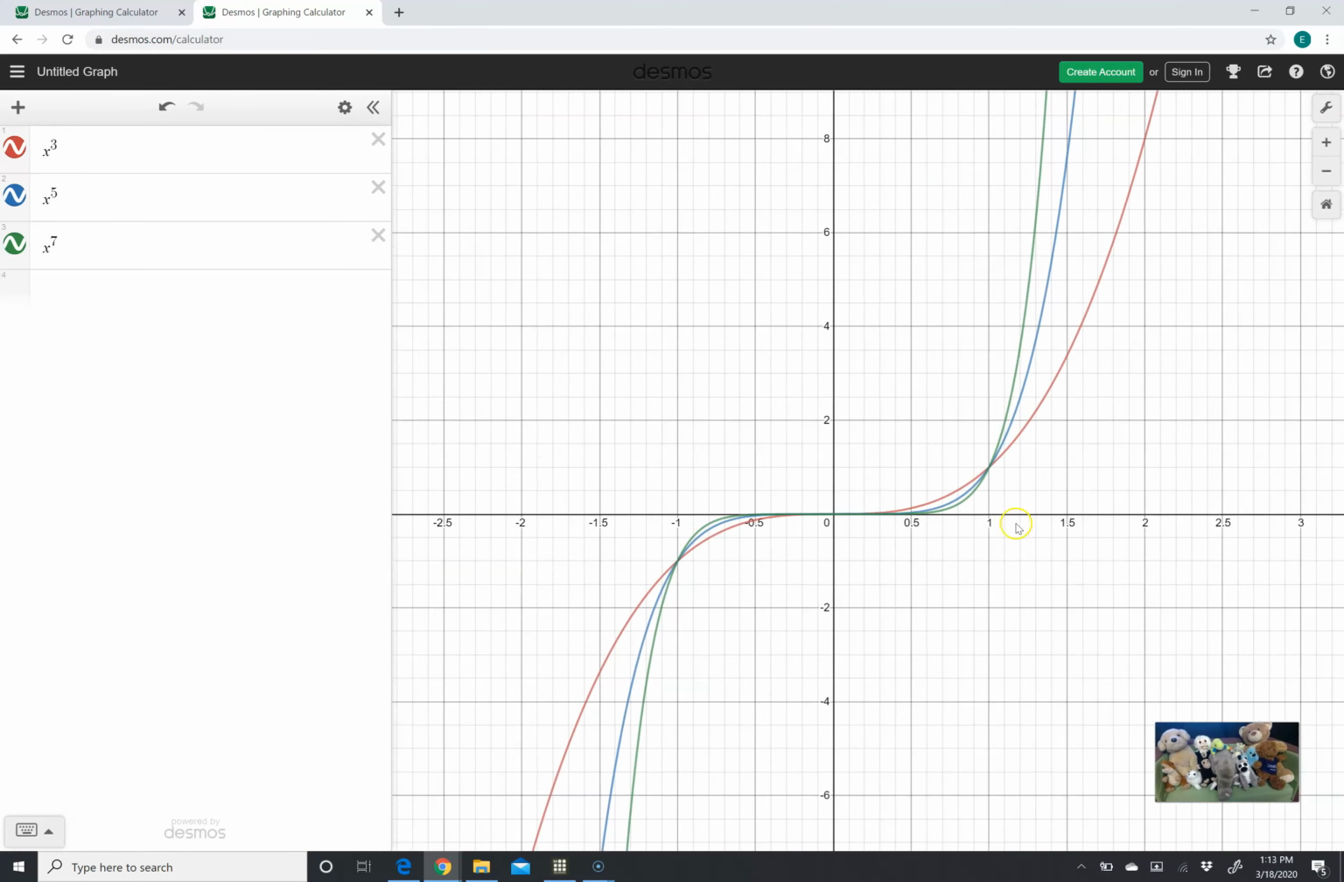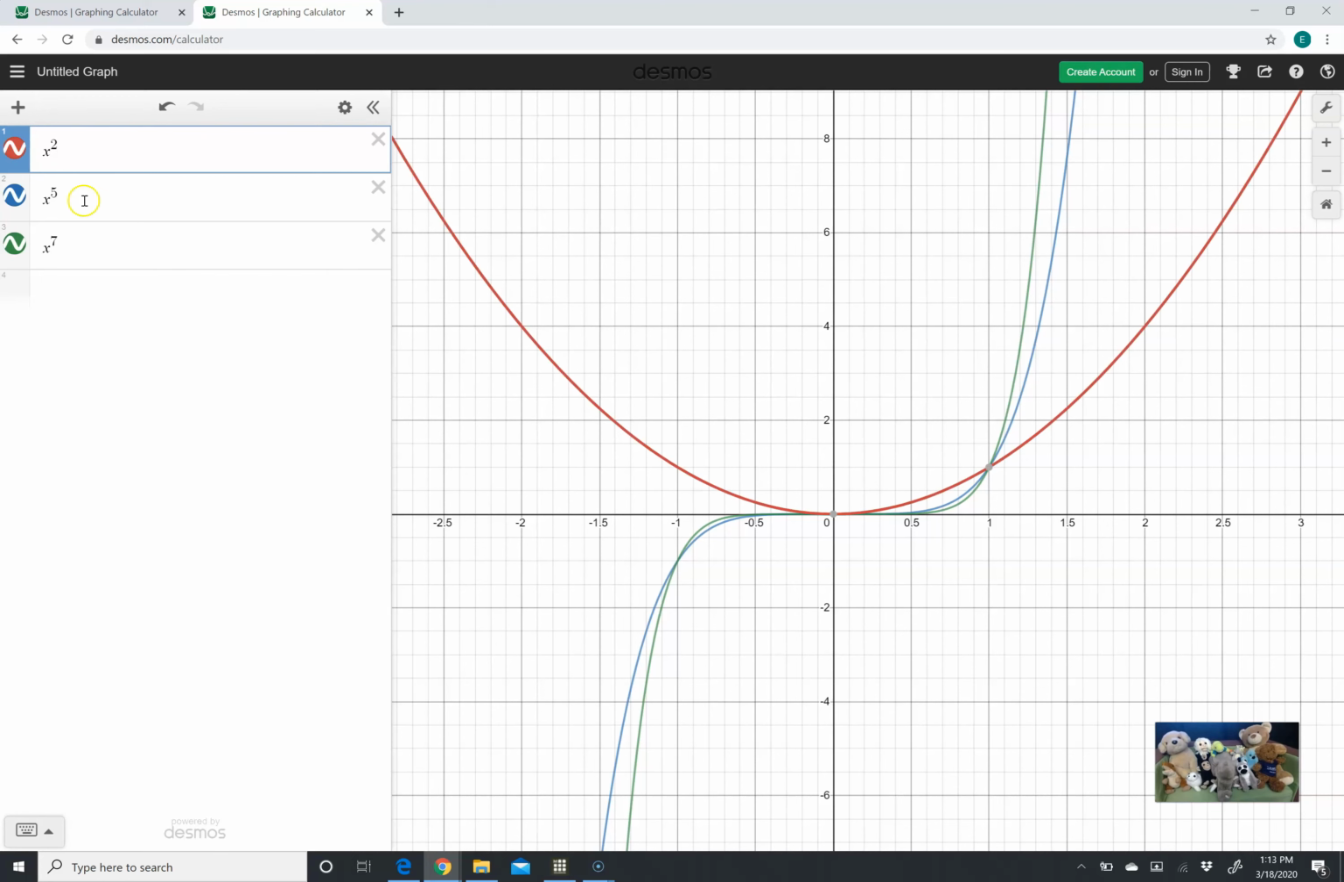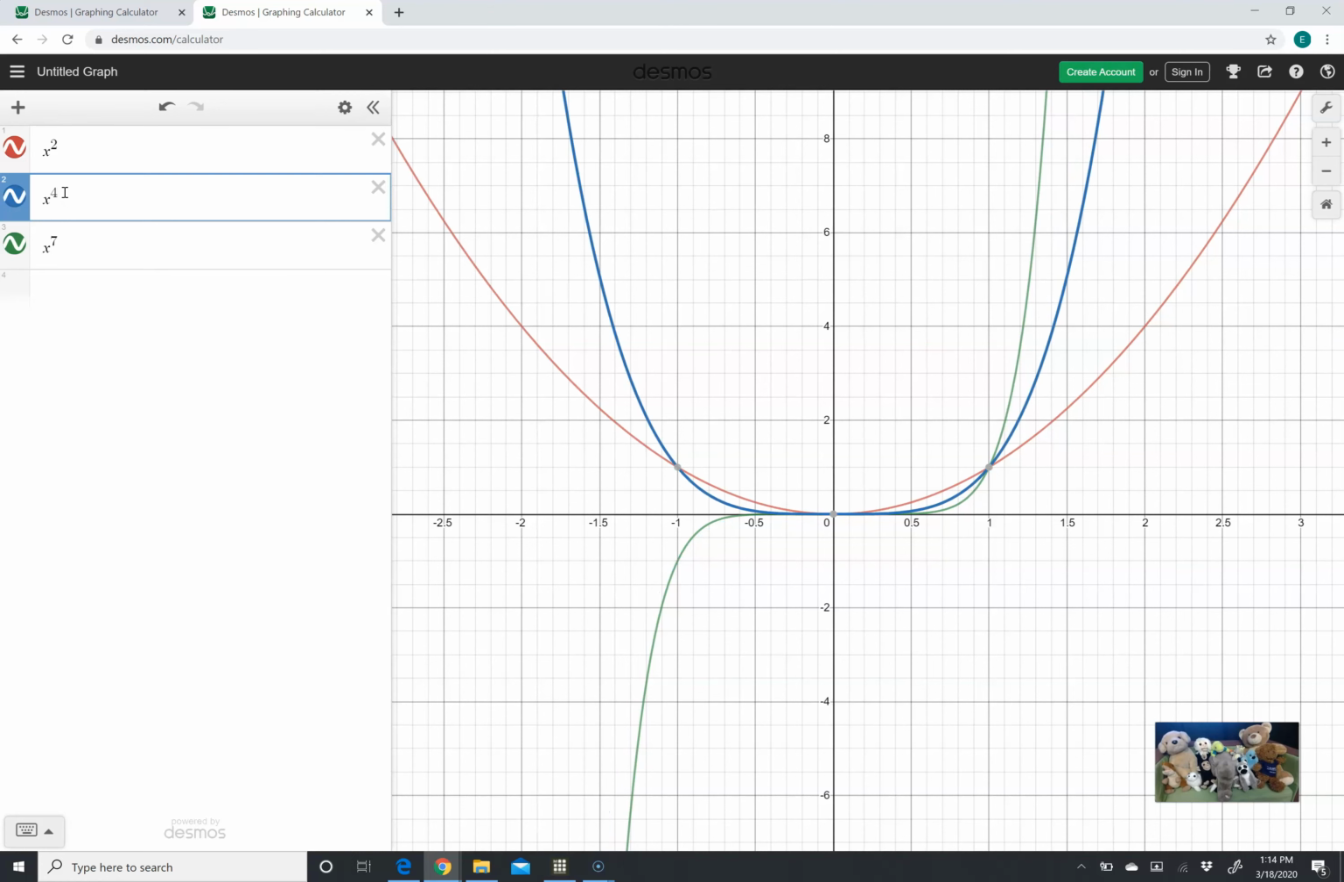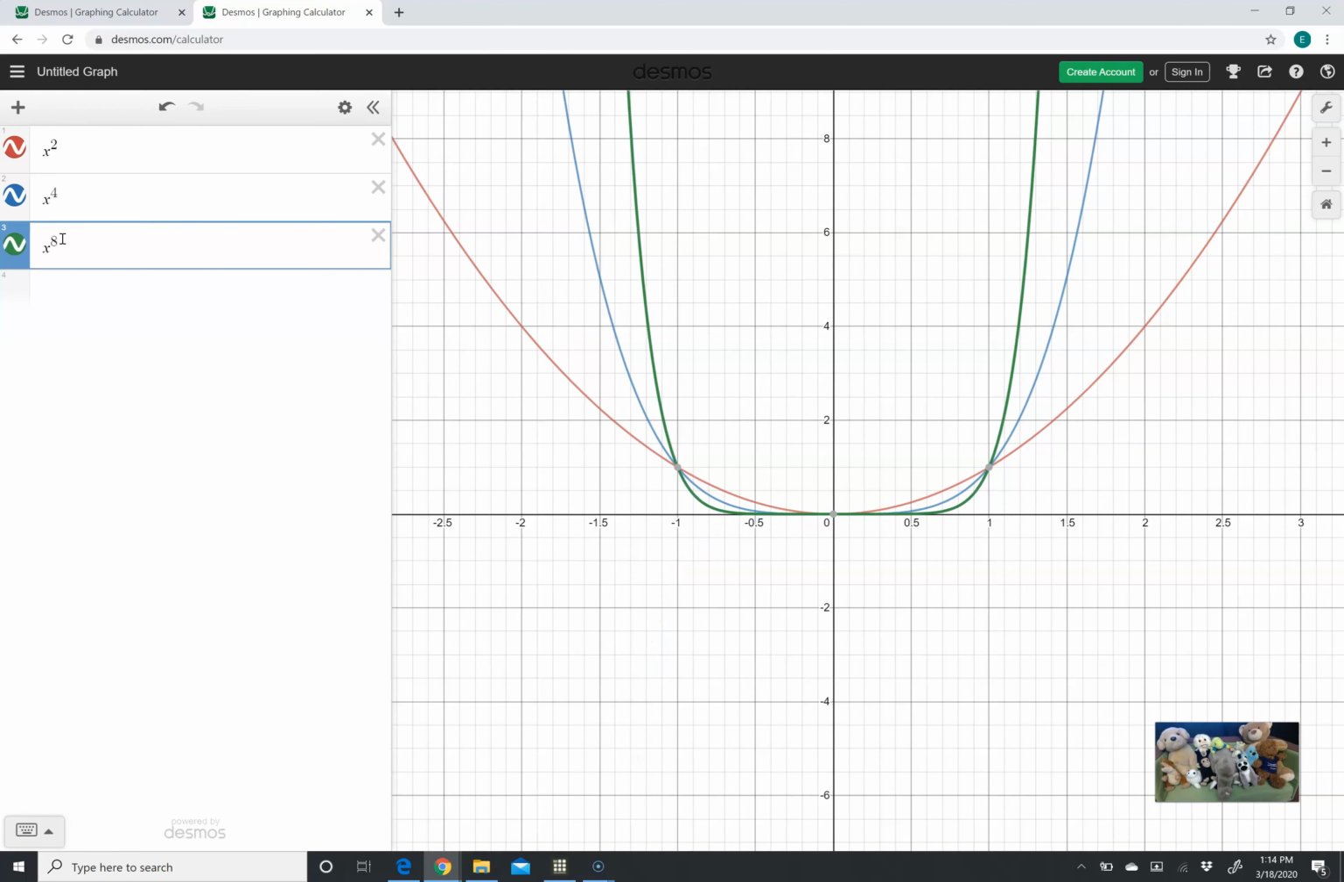Okay. We can do the same thing with x squared. Okay, if that's x squared, x to the fourth looks flatter. And if we did x to the eighth, you can see that as your power gets higher and higher, the graph will flatten at its turning point. Okay.